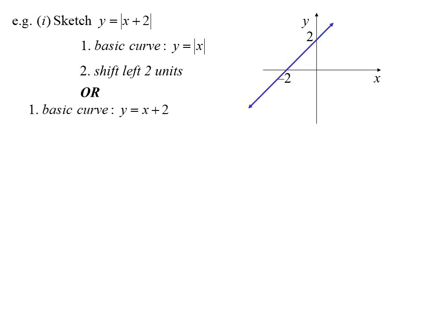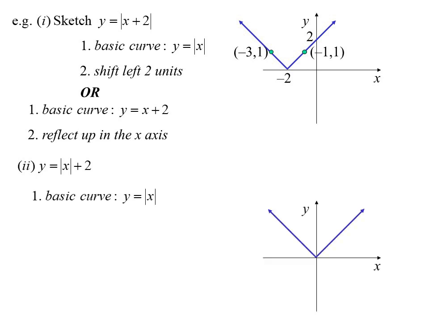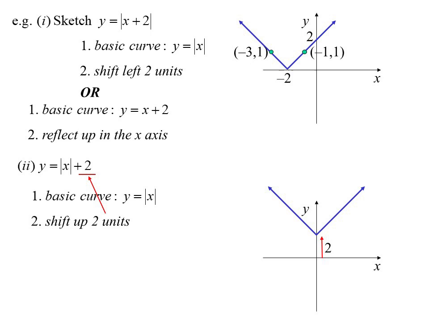Another way I could think about it is, well, no. I'm starting with the line y equals x plus 2. But whatever is below gets reflected above. I end up with the same picture. And there's a couple of points. What about y equals the absolute value of x plus 2? Well, now I've got my basic curve, but I'm shifting the whole thing up 2 units. So up we go. There it is.